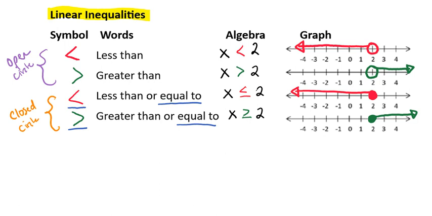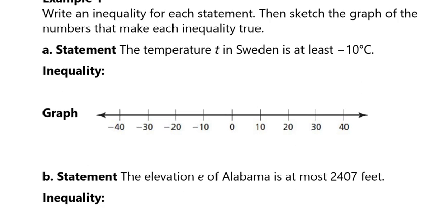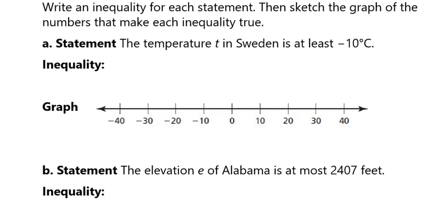Let's do a little example where we practice that. So here, we're going to write an inequality for each statement, and then we're going to sketch the graph of the numbers that make each inequality true. So in our first example, the statement is that the temperature T in Sweden is at least negative 10 degrees Celsius. So we want to know, how can we take these words at least and turn those into an inequality symbol? We're going to use the letter T instead of X because it told us that temperature will be T. So here we'll have T, and we know we're going to be using the number negative 10.